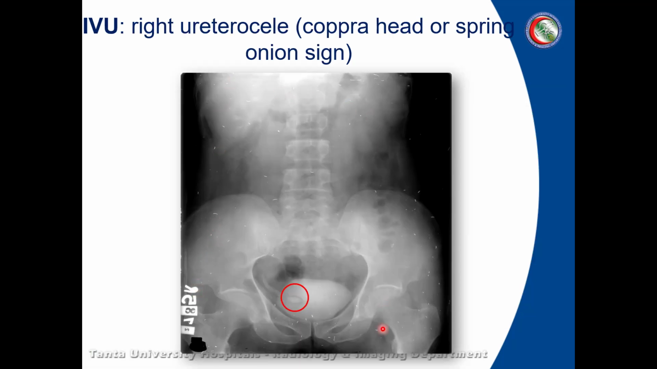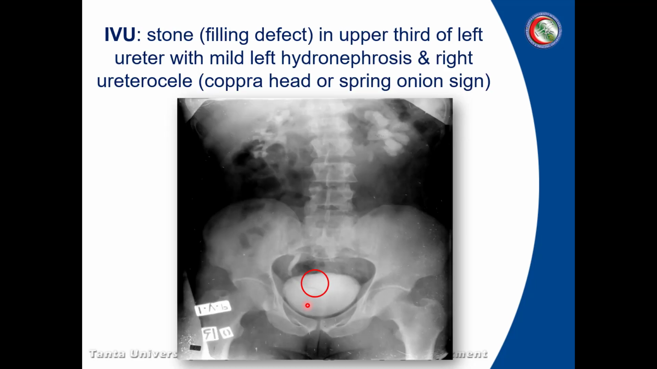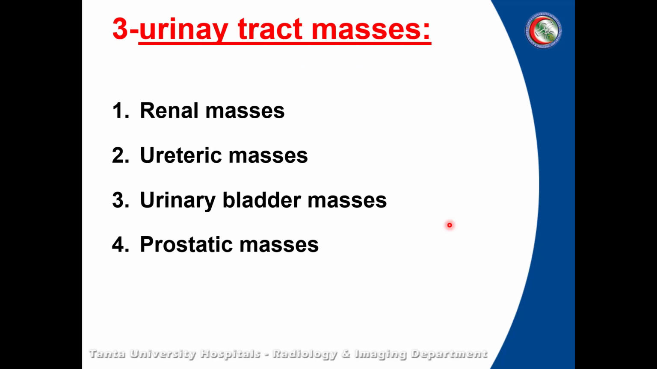So in this case, IVU shows the cobra head sign or spring onion sign, right ureterocele. Another case, IVU shows the cobra head sign or spring onion sign, right ureterocele, and also a stone or filling defect in the upper third of the left ureter with mild left hydronephrosis. The full comment is: IVU showing right ureterocele, cobra head and spring onion sign, and stone in the upper third of left ureter with mild left hydronephrosis. We finished the congenital anomalies and urinary tract stones.